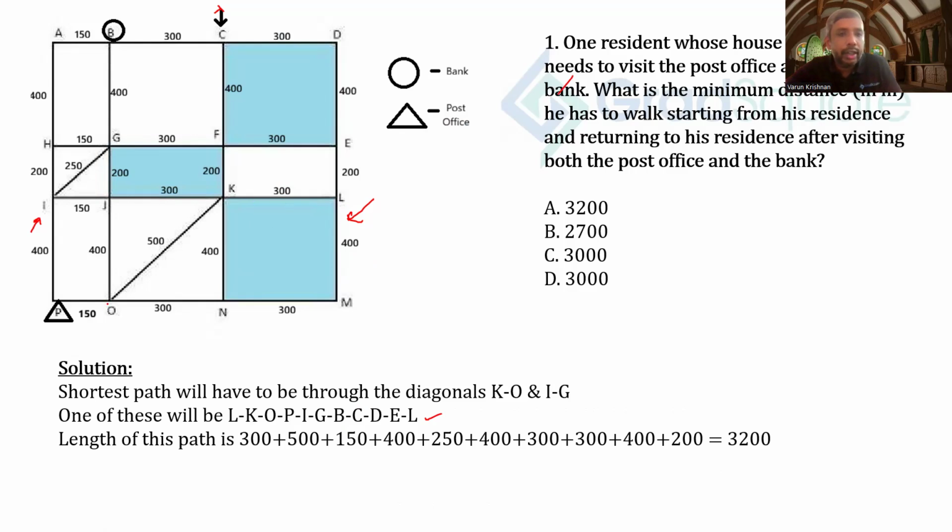So if we write down that path and then we add all of the lengths here, I get 300 plus 500, 800 plus 150, 950 plus 400, 1350 plus 250, which is 1600 plus 400, which is 2000, and then 2300, 2600, 3000, 3200. So 3200 is going to be the correct answer for this question.